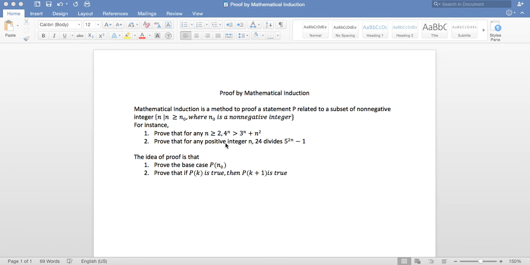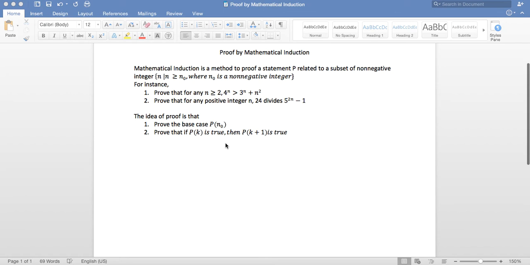The idea to prove this kind of statement, you need two steps. First step we call the base case. You prove the statement is true at the starting point. So, for the first example, you want to prove that when n equals 2, this inequality is true. Then for the second example, you need to prove that when n equals 1, 24 divides 5 squared minus 1, which is 24. 24, of course, divides 24, right? That's true. So you need to prove that at the starting point, the statement is true.